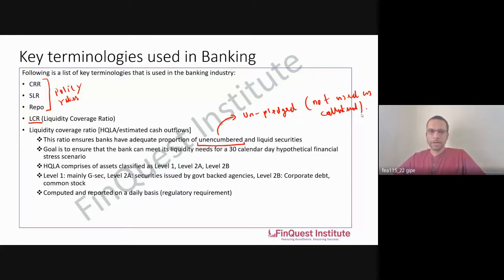So unencumbered and liquid securities are something which are required as a part of the LCR calculation. Again, the goal is to ensure that the short-term liquidity of the bank is maintained. So 30 calendar days is something which the regulator says.